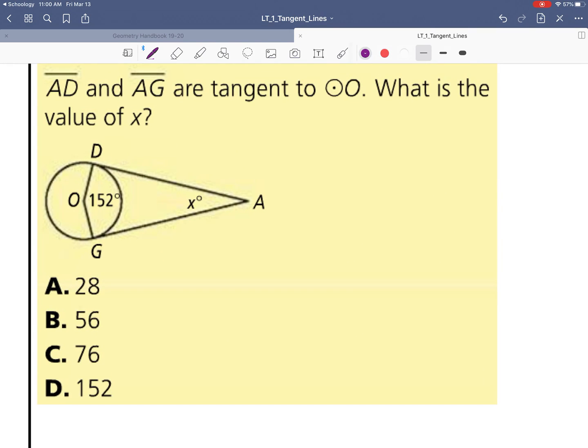All right, pause this movie, try this one on your own, and then press play when you are finished.